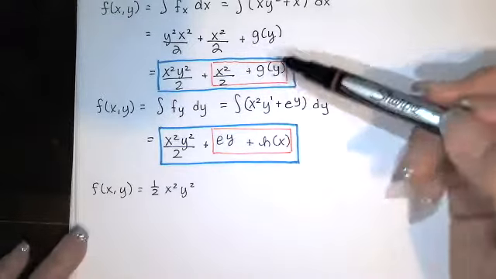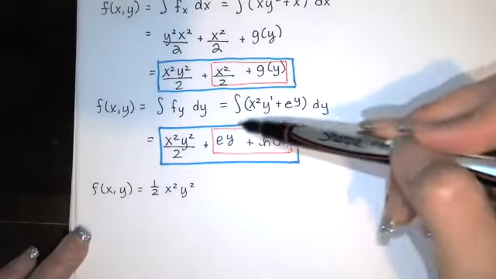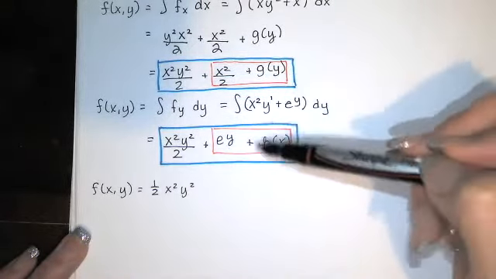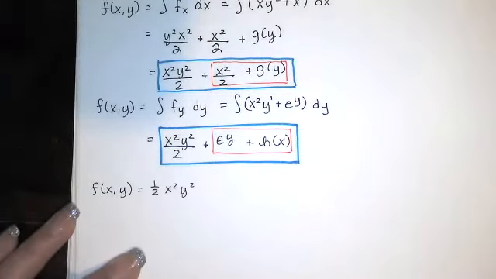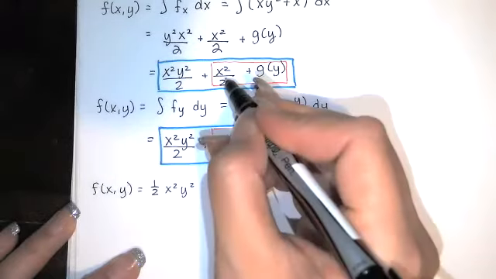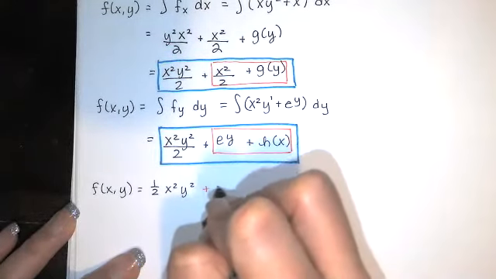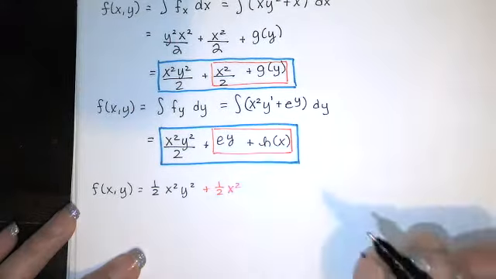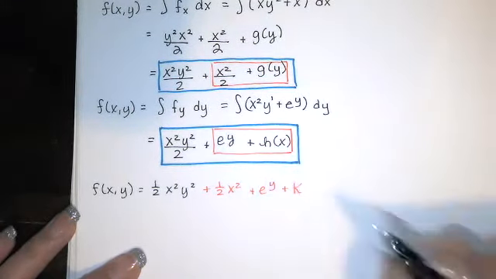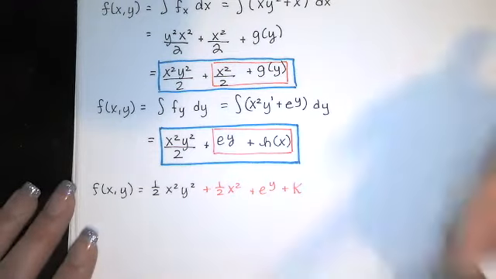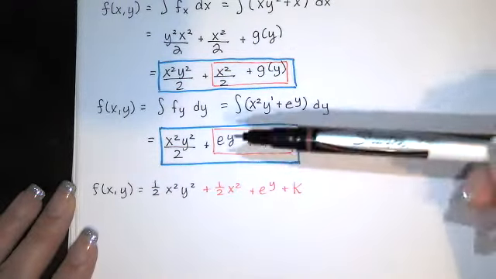But we also need a constant of integration, so g of y must be this plus a constant, and h of x must be this plus the same constant that we had for g of y. So let's add those two pieces. Since this is here and this is here, I'll have 1/2 x squared plus e to the y plus some constant of integration, which I'm going to call k.